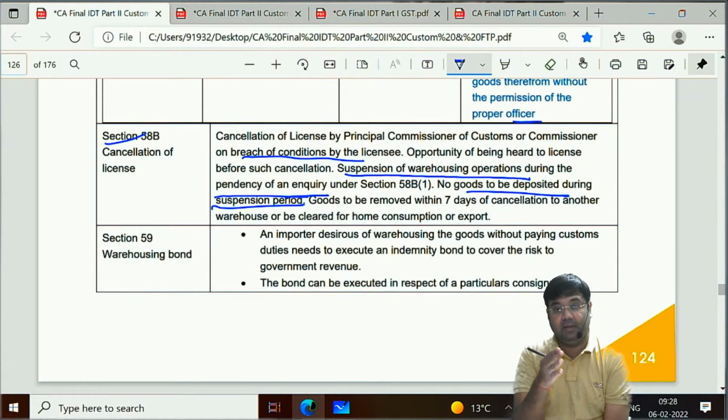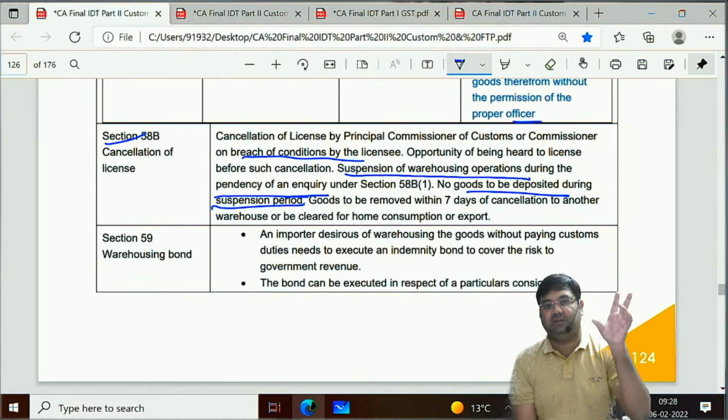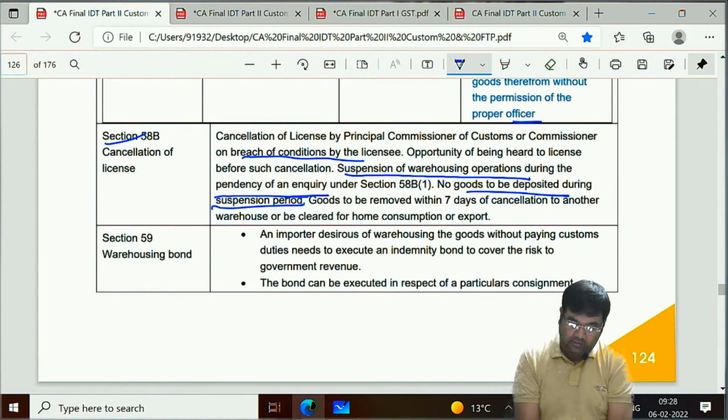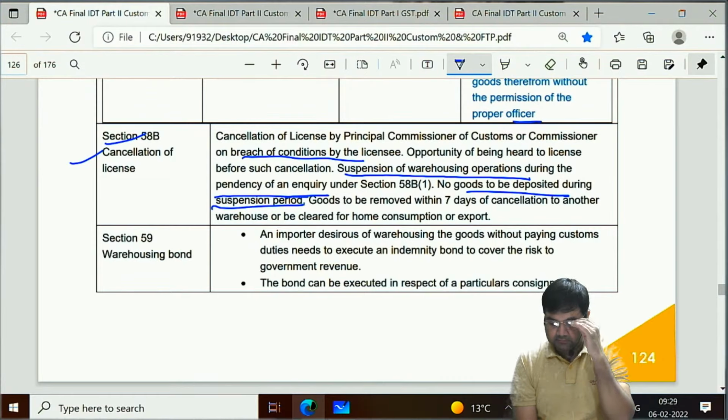Because normally there may be new goods coming every day from the port for depositing in the warehouse. So if the Principal Commissioner of Customs suspends the warehousing operation before cancellation, then no goods are going to be deposited in that warehouse until their inquiry is complete, until they revoke the suspension or they can even cancel. Okay, so they suspended the warehousing. Okay, so no new goods.